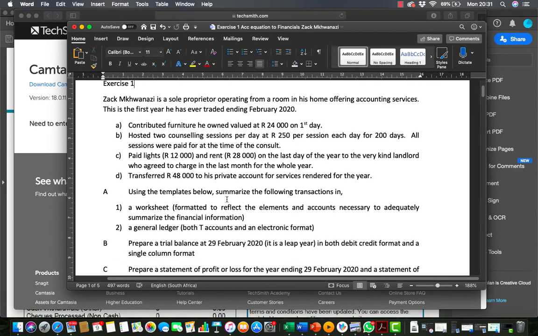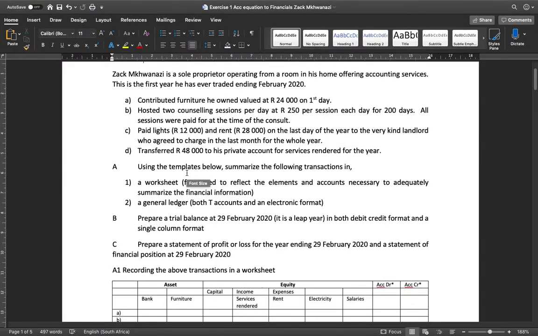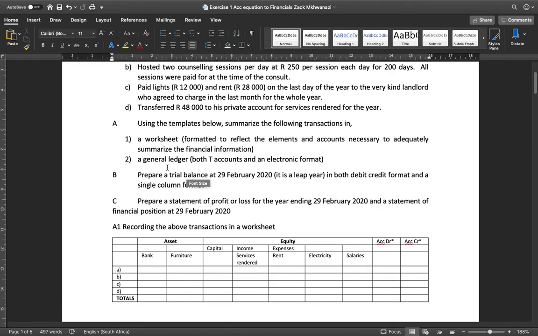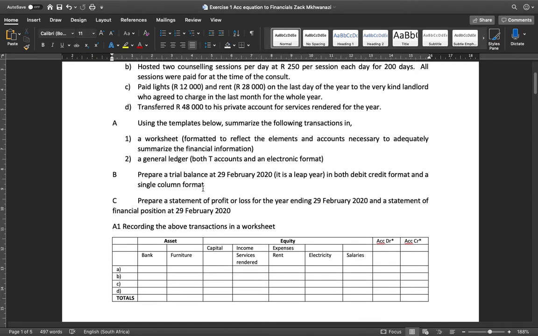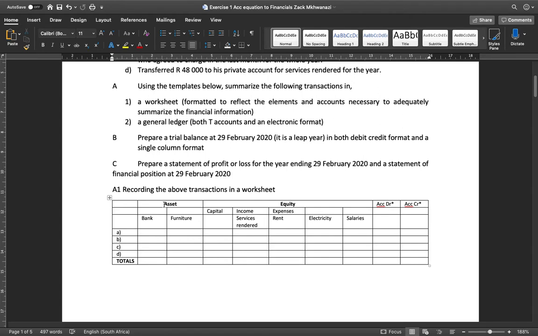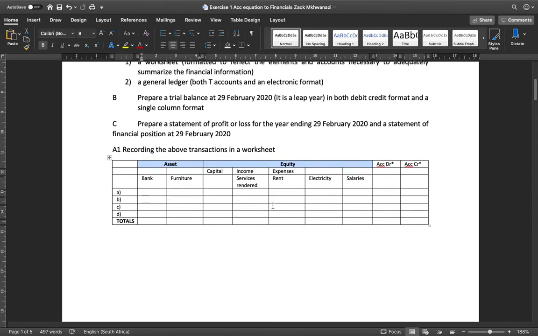And the required says here, using the templates below, summarize the transactions in a worksheet format, and then into a general ledger, prepare a trial balance, and then get out your financial statements. So firstly, you can see here there's asset and there's equity here. There's no liabilities.